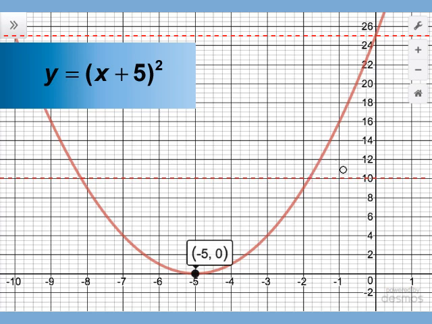The minimum area is shown here, where x is equal to 0. The minimum area for this square is greater than 25. Let's look at another example.